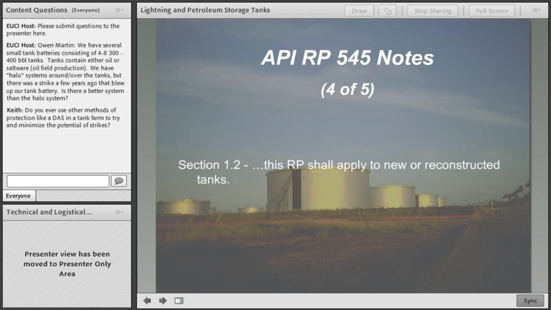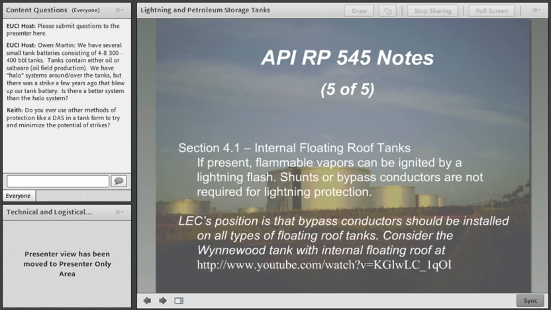545 shall apply to new or reconstructed tanks. And lastly, 545 says that internal floating roof tanks do not require shunts or bypass conductors. However, it's my opinion that bypass conductors should be installed on all types of floating roof tanks.